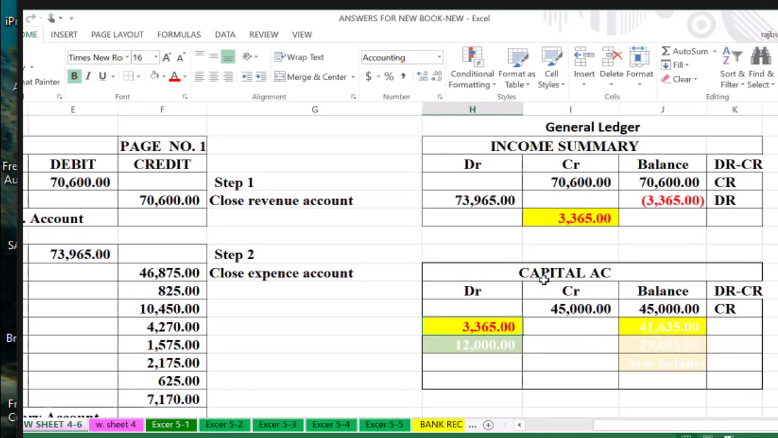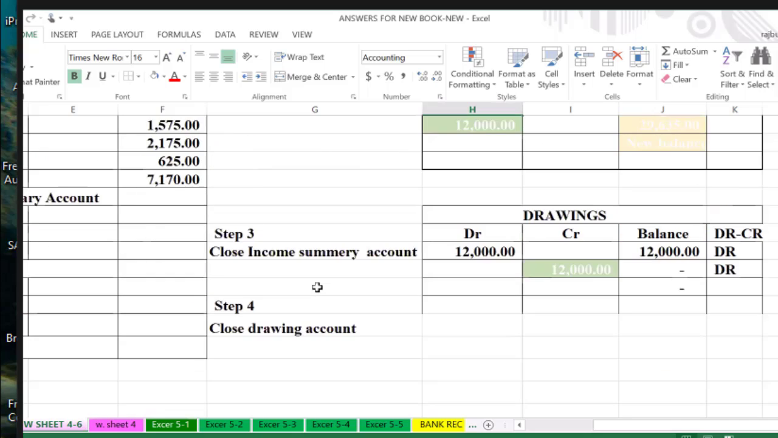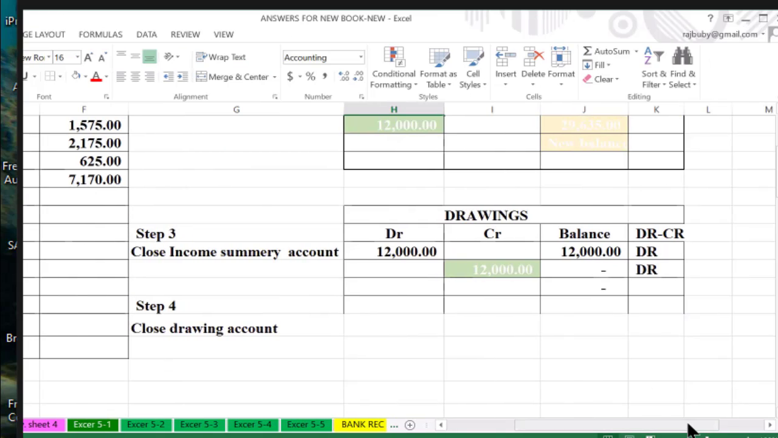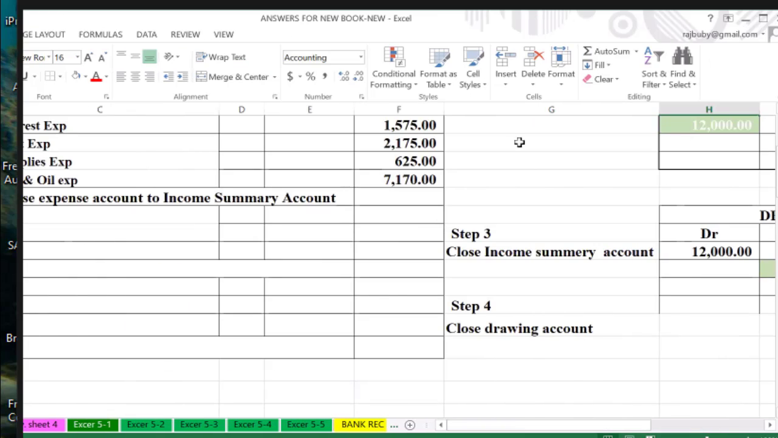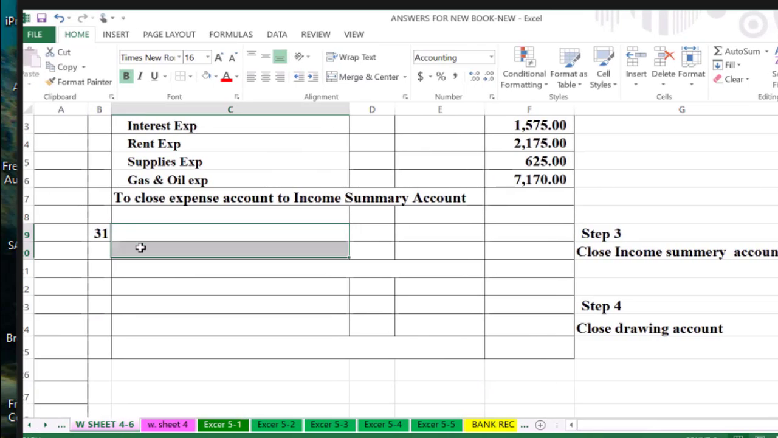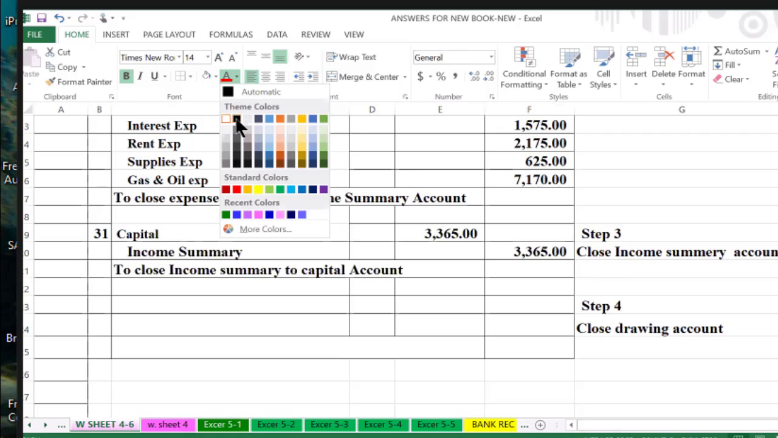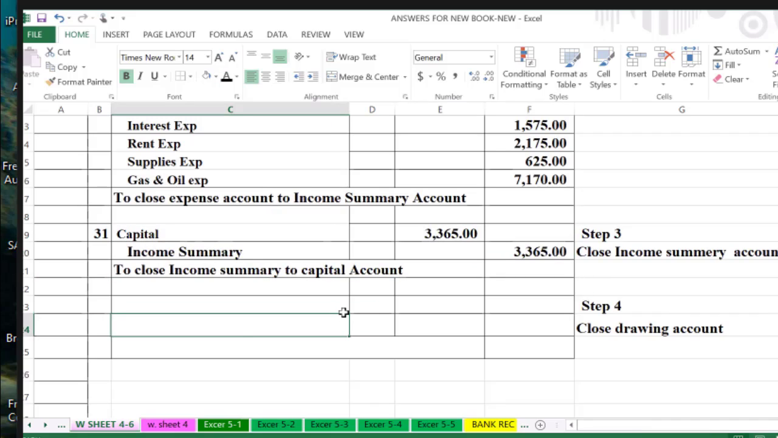Are you okay? That is the third step. Third step, you are going to close the income summary account. This income summary account is a loss. So your capital is going to be debit, and the income summary account is going to be credit. Are you okay, Kate? Yes, I follow you. Okay. That is the third step.